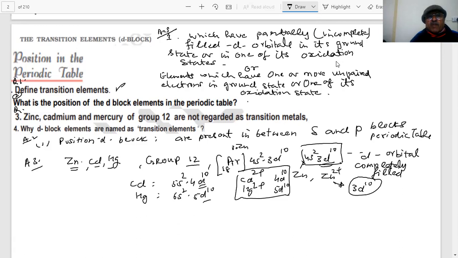Their d subshell is completely filled, students, in the ground state or in their oxidation state. Therefore, they are not regarded as transition metals, but they are kept in the d block because the last electron is entering into the d subshell. Try to understand each and every word.